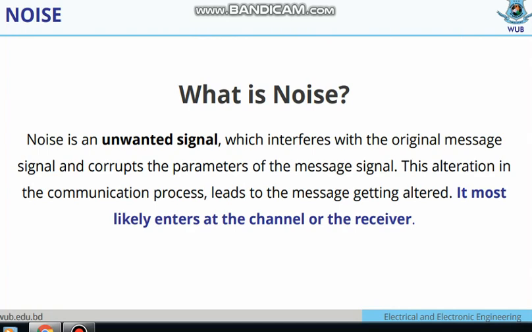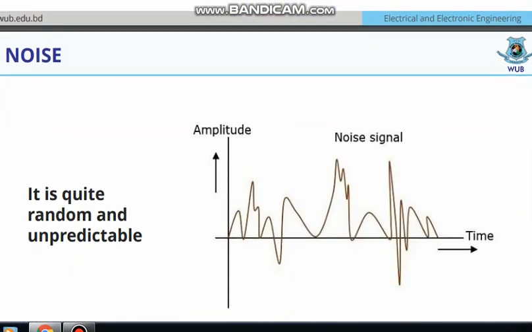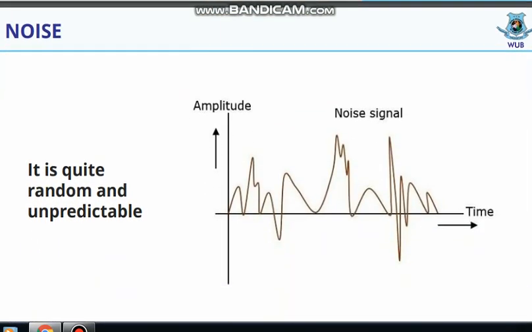That means it will interfere with the original message signal and corrupt its parameters. It is quite random and unpredictable. Noise is one kind of unpredictable signal, not a deterministic signal.